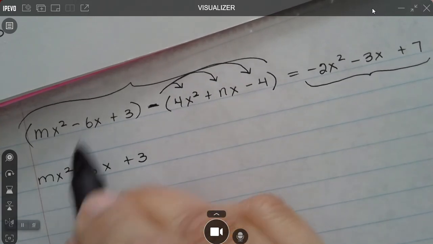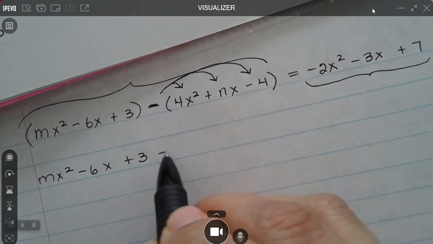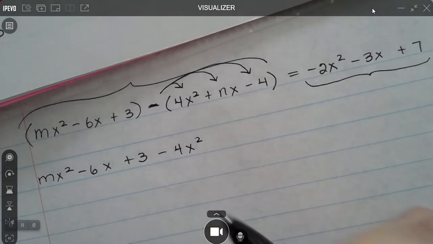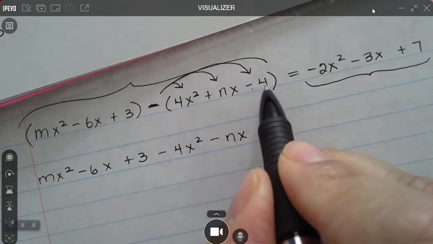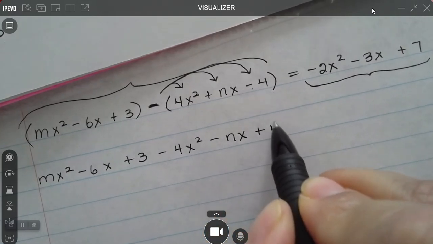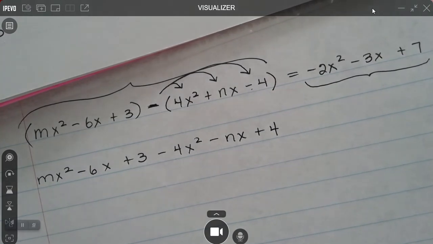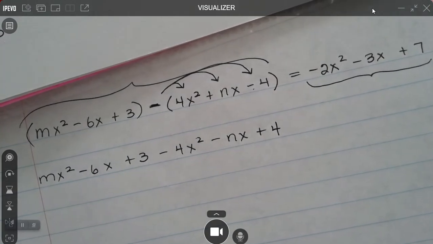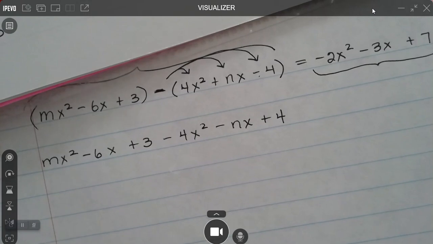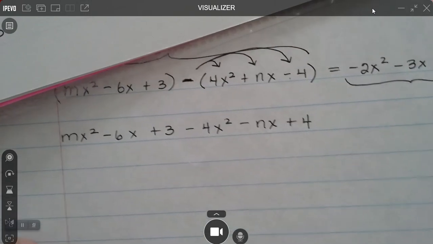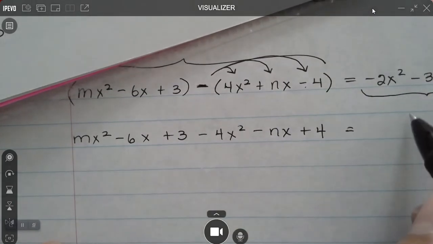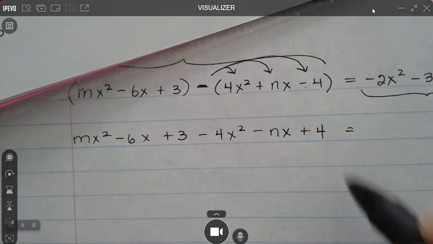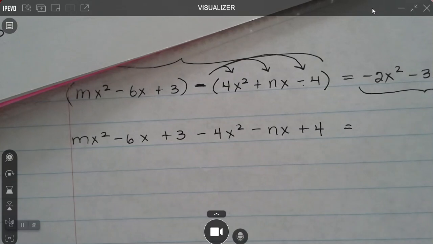I just rewrote those three terms. So it's going to have minus 4x squared, minus nx, and then this minus 4 is going to become plus 4. And of course, it still equals this over here on the right-hand side, but right now we're simplifying this.